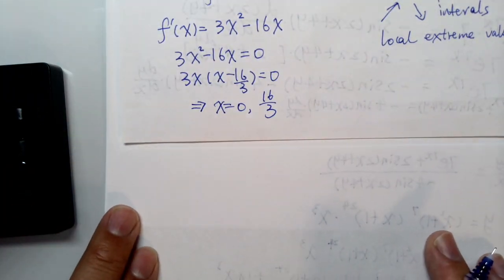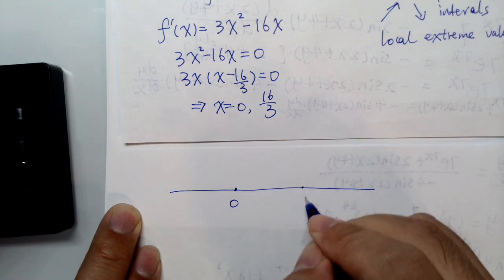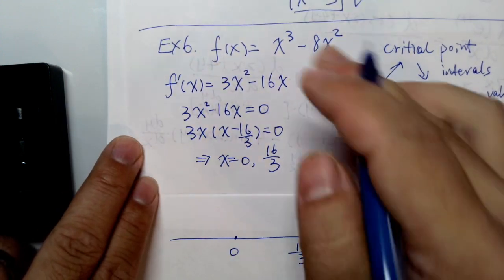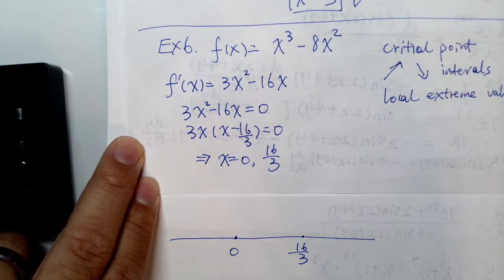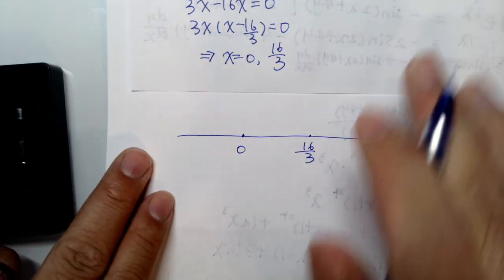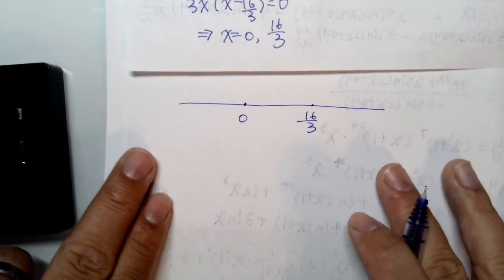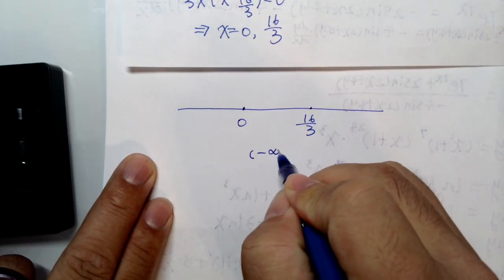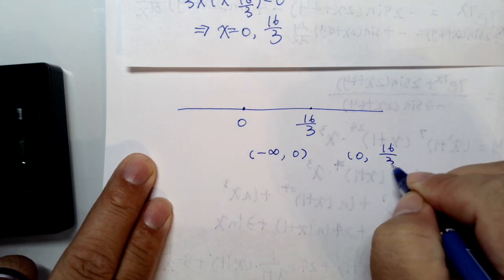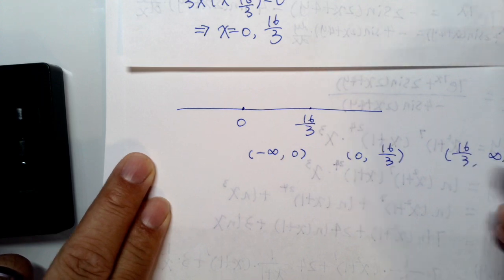So put this into a line, label 0, label 16/3. Remember, my function here is a polynomial, and the domain of a polynomial is all numbers. Okay, so those two critical points partition my interval into three parts. That is, from negative infinity to 0, and then from 0 to 16/3, and then 16/3 to positive infinity.